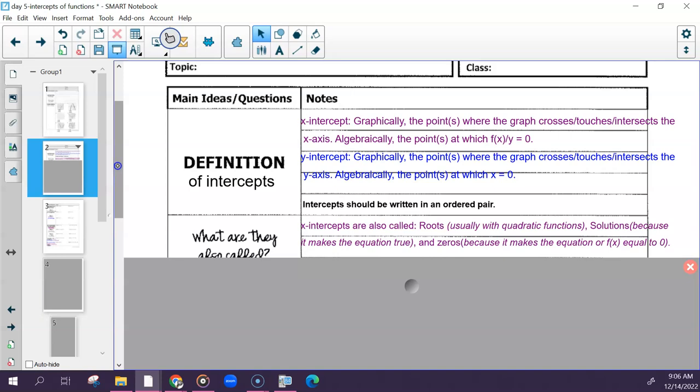I'll tell you why, but you don't have to write this part. You can if you want to. Roots are usually with quadratic functions. When we get to quadratic functions later, we'll be talking a lot about finding the root, which is finding the x-intercept. Solutions, as we were doing with solving, we get a solution, and it makes the equation true. And then zeros are also called that because if we were to put it back in, it would make our y equal to 0.